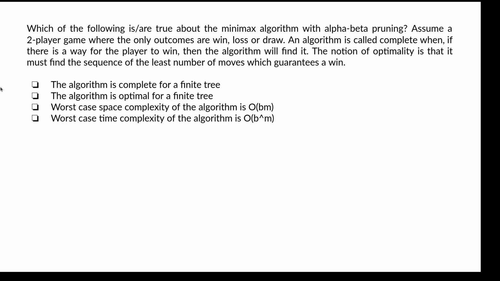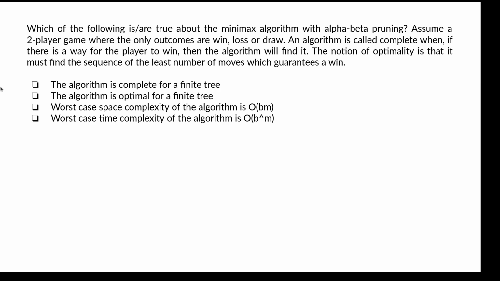which of the following is or are true about the minimax algorithm with alpha beta pruning? Some statements have been given, and it asks which statements are true. Assume a two-player game where the only outcomes are win, lose and draw, so the terminal state could be 1, -1 or 0. An algorithm is called complete if there is a way for the player to win and the algorithm is finite. Completeness means that if a solution exists, then the algorithm will find it. This is the definition of completeness.